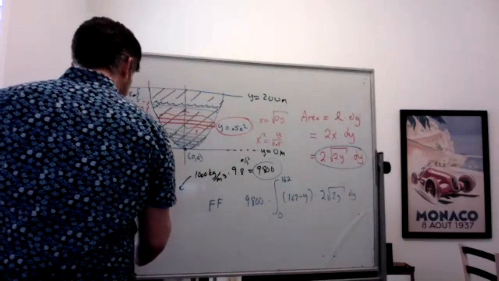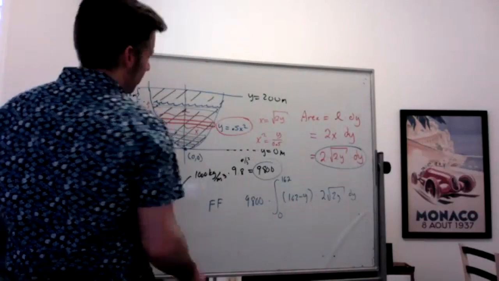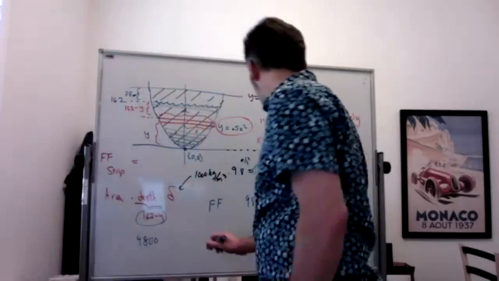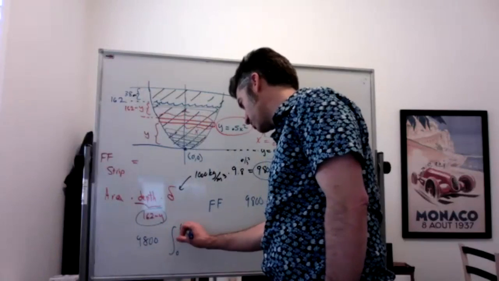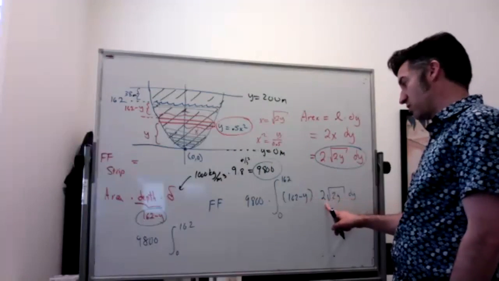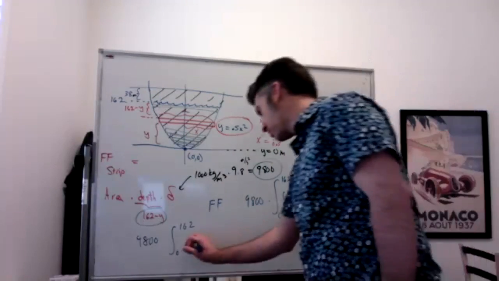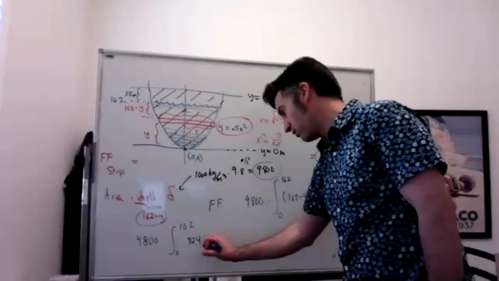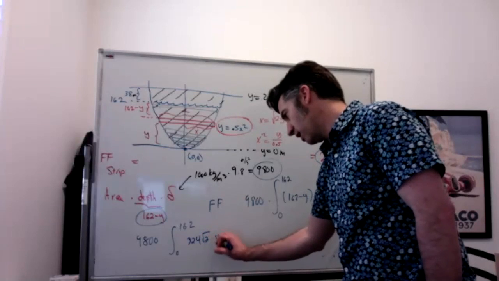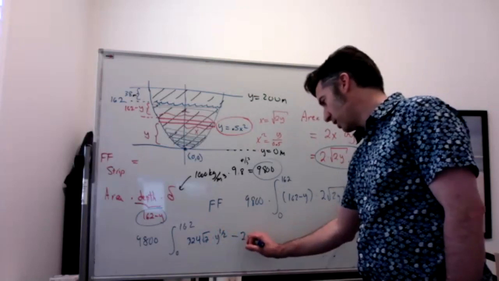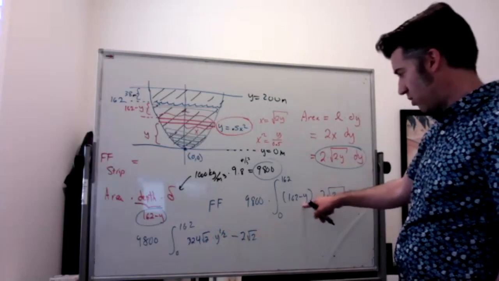All right, this is kind of gross. Let's do it. So I've got 9,800 times the integral from 0 to 162. If we multiply this out, 162 times 2 is 324. So I got 324 times the square root of 2y, which I'm going to write as the square root of 2 times y to the 1/2, minus 2 times the square root of 2 times y to the 1/2.